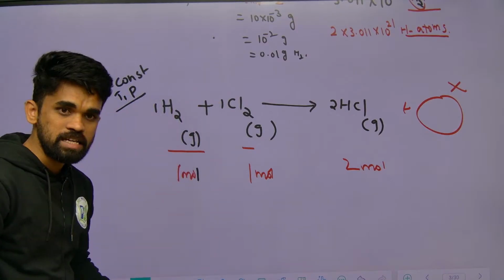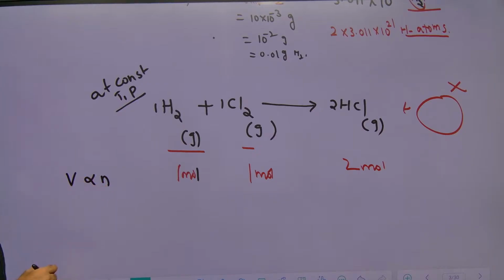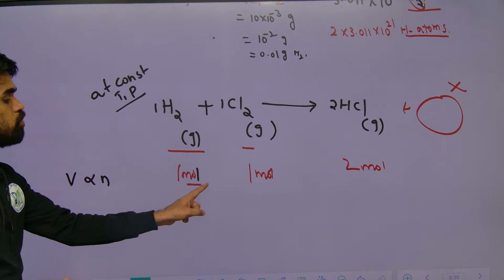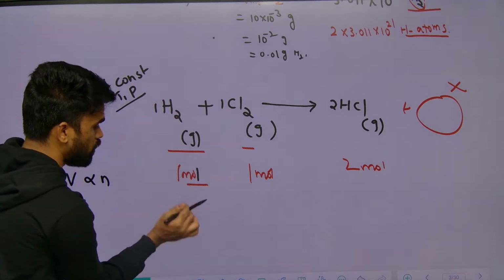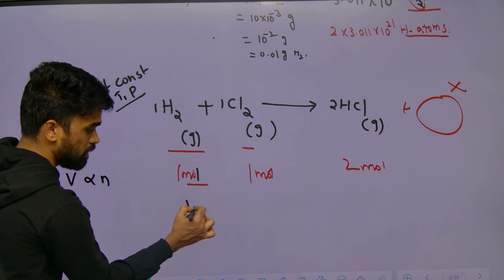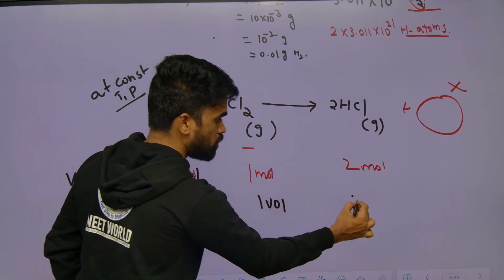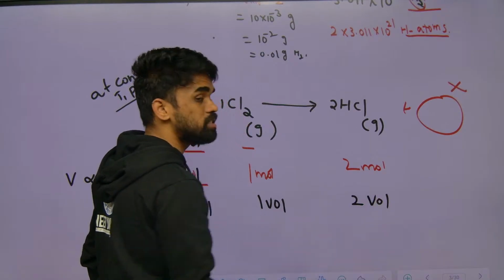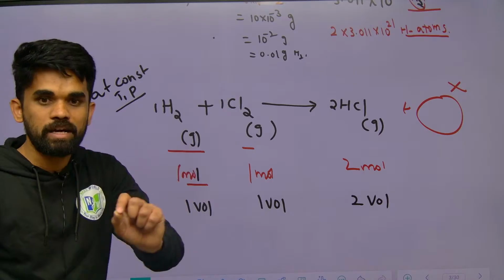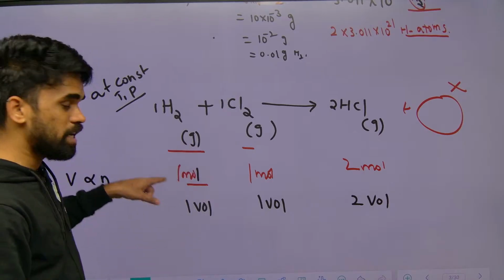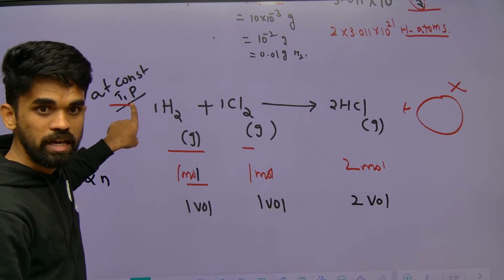In case of gases, like we just discussed, volume is directly proportional to number of moles. Instead of saying moles, I can also say 1 volume, this as 1 volume, this also as 1 volume. Don't say 22.4 liters. Why? I am not discussing NTP conditions. Did I mention NTP here? I just told you constant temperature and pressure, not NTP.